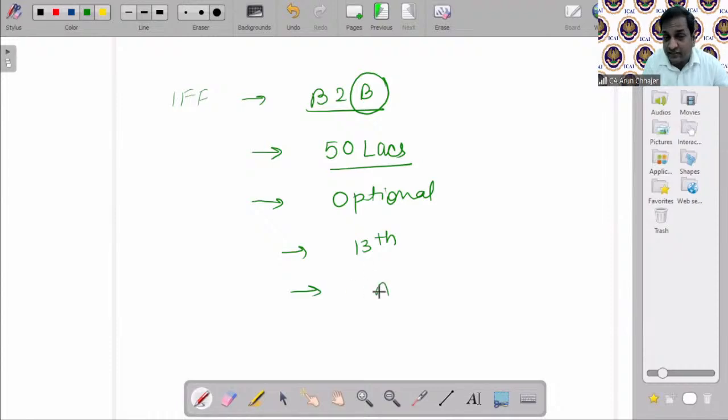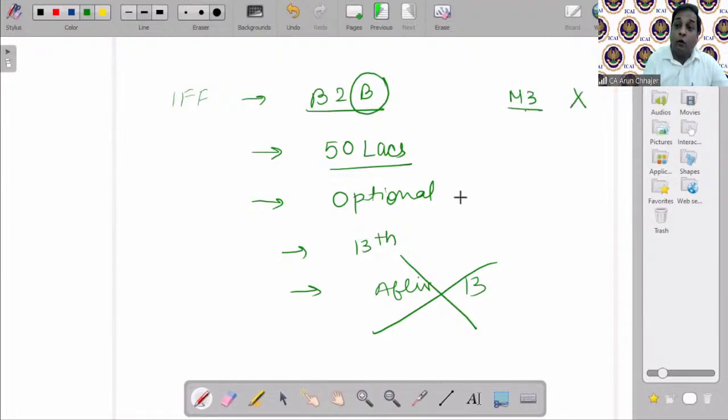Can we file after 13th? Answer is no. Do we need to file GSTR IFF for month 3? Answer is no. Why no? Because we are filing the GSTR 1 for that quarter.